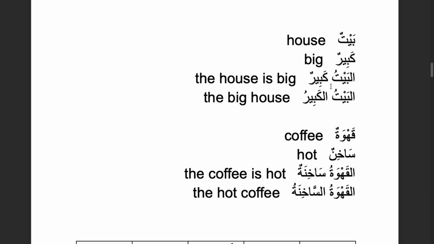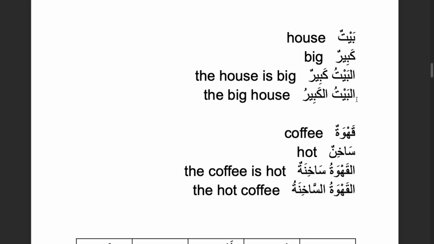If we wanted to say the big house, then this is something we call na'at man'ut. And we have to match it in certain things. We're not going into too much detail on this one, but just look at the obvious, right? Alif and lam, alif and lam. One dhamma, one dhamma. Male and male, right?